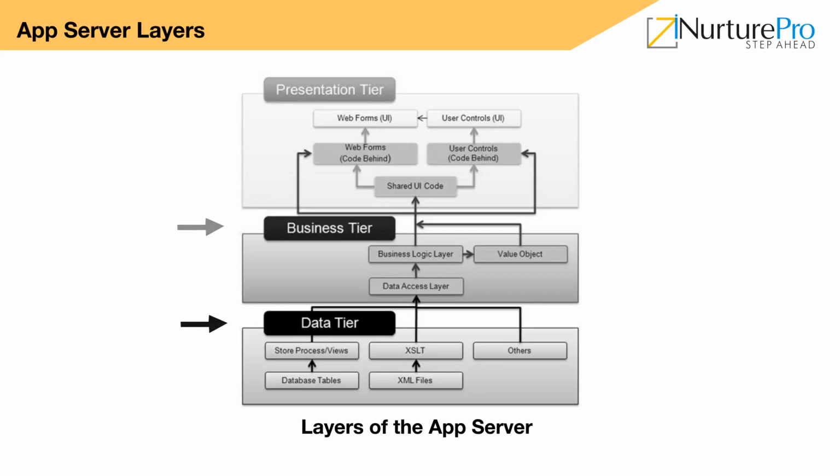The last one, data layer. This layer enables access to the data that is required for the system to function. The data layer provides data to the business layer using some common interfaces. The figure on the slide shows the different layers of the app server.